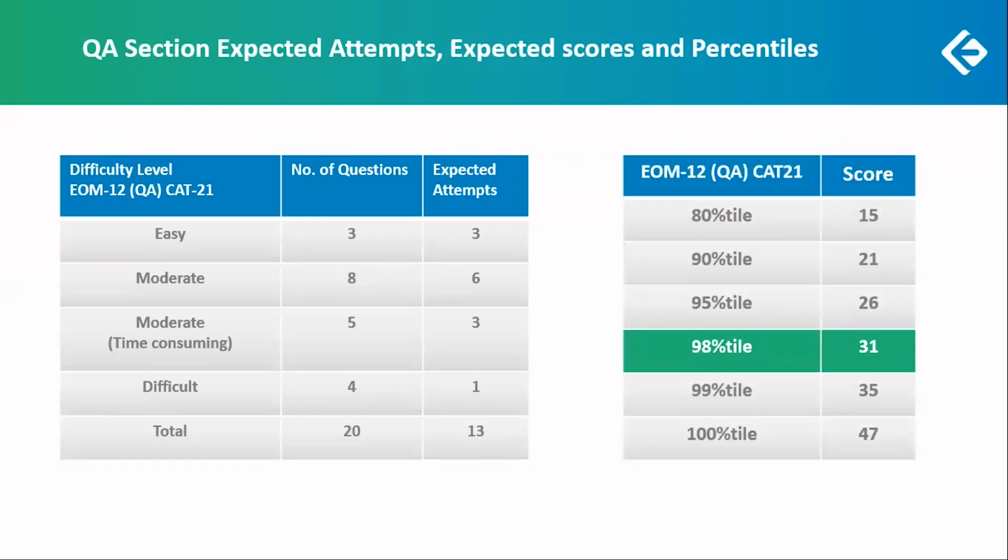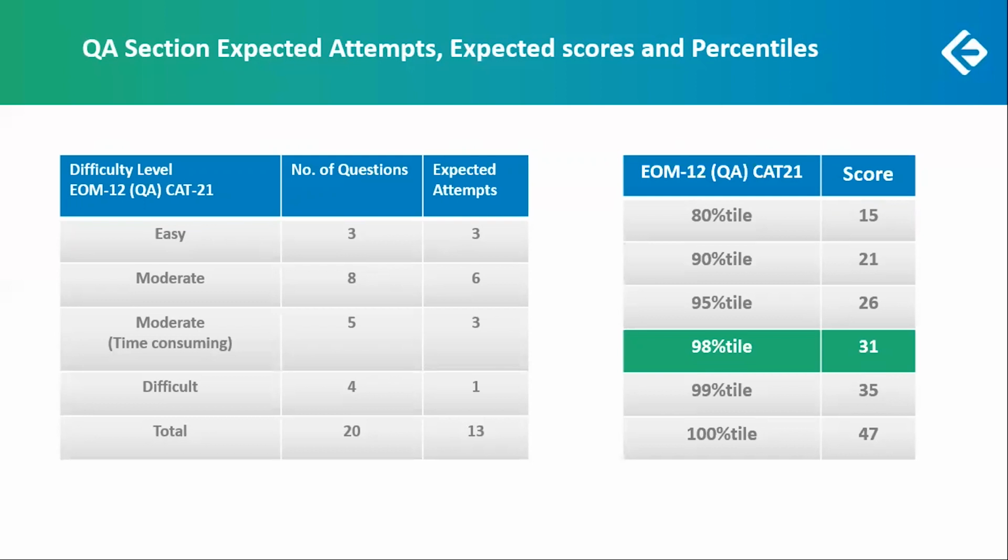So 31 can be a good score, which is equivalent to 98 percentile. 95 percentile is available at 26. 90 percentile is packed at 21, whereas 80 is packed at 15. By now you can seriously target securing higher percentiles if quant is one of the stronger areas.